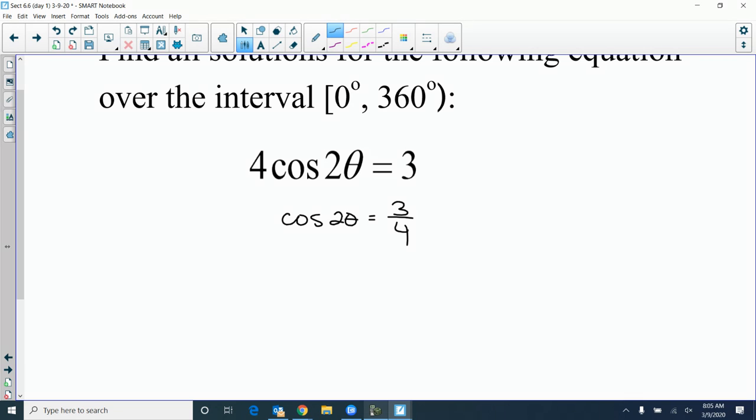Usually, depending on what variable they use, if they have a theta in here, I'm going to let x equal 2 theta. And that gives me cosine of x equals 3/4.